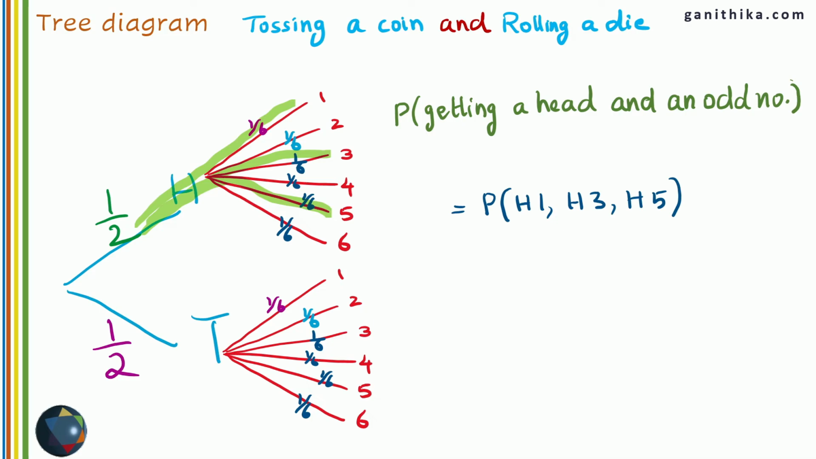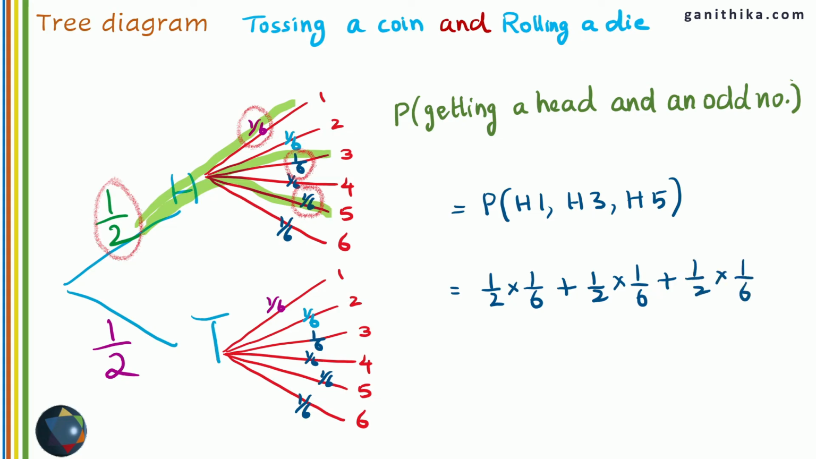So the probability for H is half and probability for getting 1 is 1/6 and for getting 3 is 1/6, or for getting 5 is 1/6. So H1 would be half times 1/6, H3 would be half times 1/6, H5 will be half times 1/6. H is half, 5 is 1/6. You will add all these probabilities because these are the 3 different options of getting a head and an odd number. And if you simplify this, you will get 1/4 as your probability for getting a head and an odd number from the given experiment tossing a coin and rolling a die.